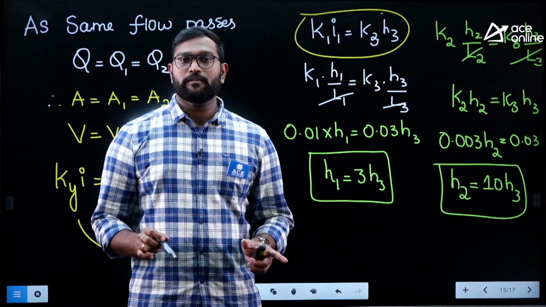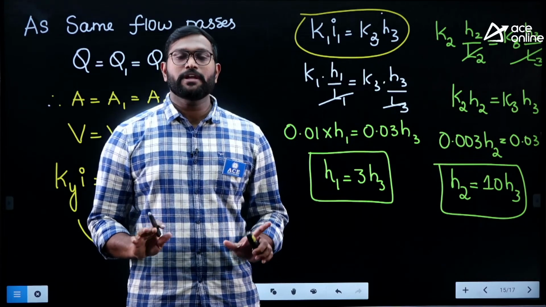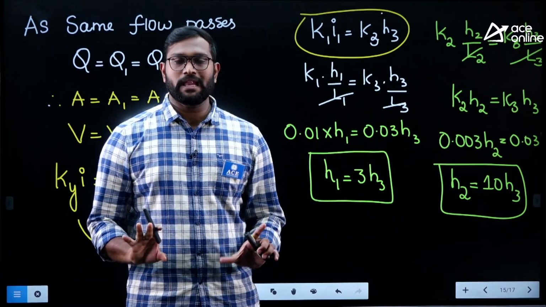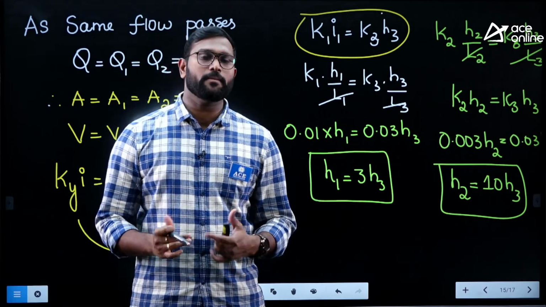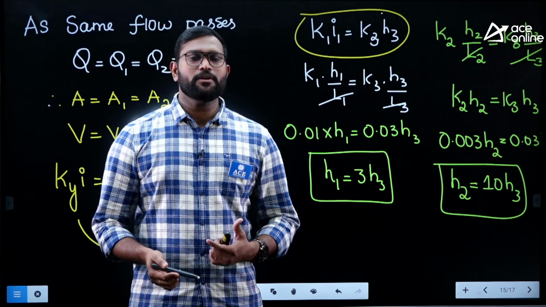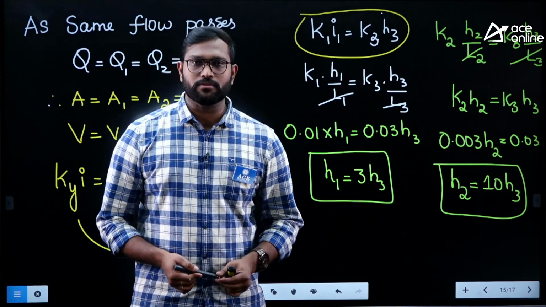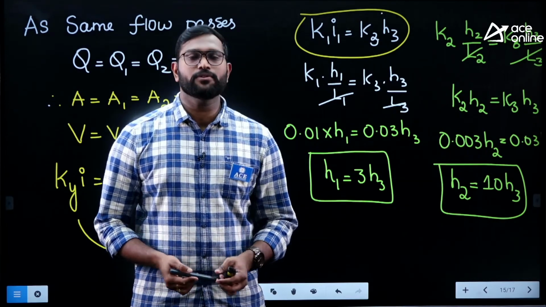I am stressing again, from permeability, 70 to 80% probability they can ask from layered deposit. So in this session I discussed only the flow perpendicular to the bedding planes, and flow parallel to bedding planes. It won't take much time. You can go through the notes, or you can go through my earlier videos.